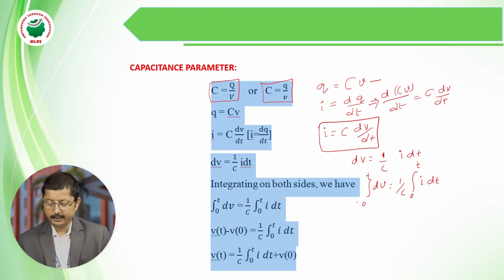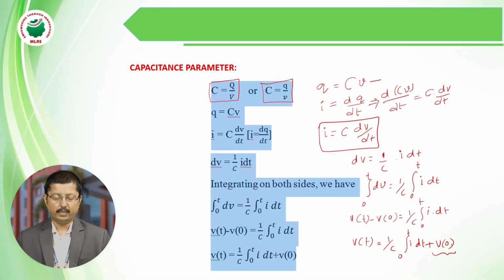If we expand this, we get V of t minus V of 0 is equal to 1 by C integral 0 to t of I dt. Therefore V of t, that is the voltage across the capacitor, is equal to 1 by C integral 0 to t of I dt plus V of 0. This V of 0 is nothing but the initial voltage present in the capacitor. So this is about the voltage relation, and this is about the current relation. Let us call these equation 1 and equation 2.